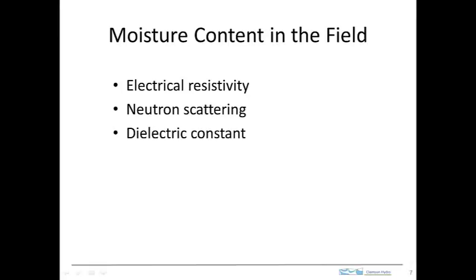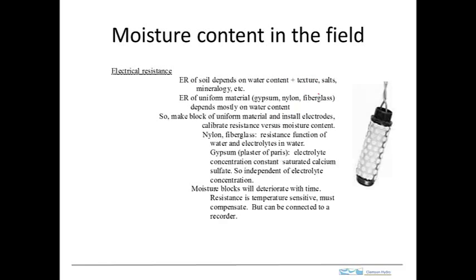It turns out that we can't really measure the water content of soil in the field directly. So instead, what we do is we measure a property that depends on the water content, and we pick a property that can be measured and determined with a sensor. And there are three main properties for doing this. One is electrical resistivity, the other is the ability of the soil to scatter neutrons, and the other is the dielectric constant of the soil.